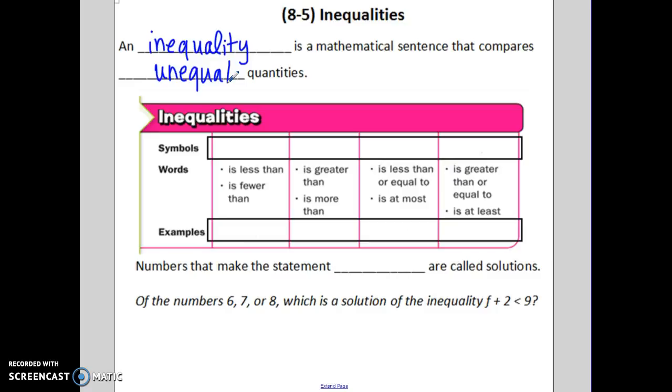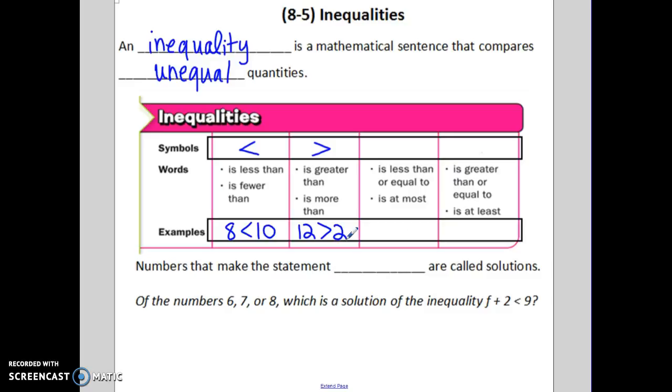So we have a few additional symbols to add to what we already know. We already know how to write is less than. We can write it with this sign. An example might be 8 is less than 10. We also know is greater than, which we use this sign for, and an example of that might be 12 is greater than 2. So now we have two additional symbols and words that you may not have heard of before. That is less than or equal to, and is greater than or equal to.